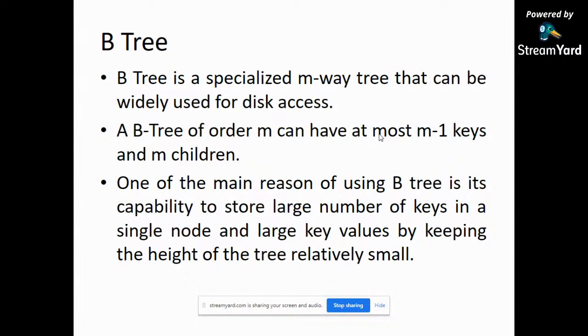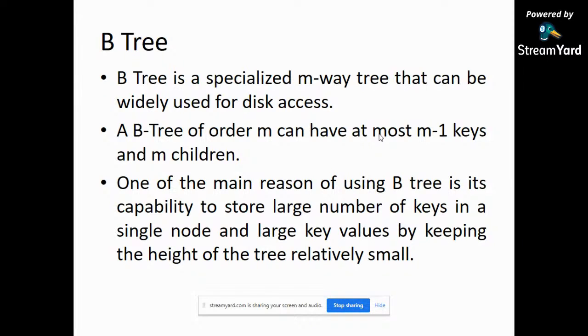First of all, what is a B tree? B is for balanced. It is a balanced tree. It is a specialized M-way tree, which means that, unlike a binary tree having two children, here a node can have M children. It is basically used for disk access.